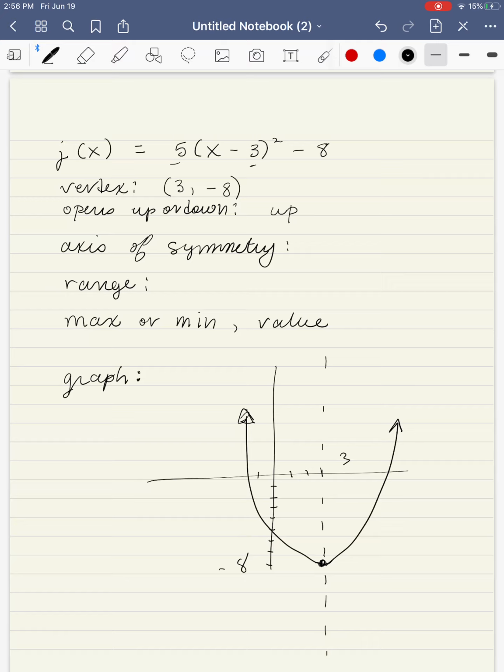And we see that our axis of symmetry runs right through the middle of this parabola and is the equation x equals 3. My range comes from down here upwards, so my range is -8 to infinity. And I can see by the picture I do have a minimum value, and the minimum is this value of y here, -8.